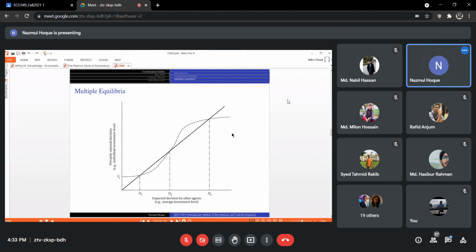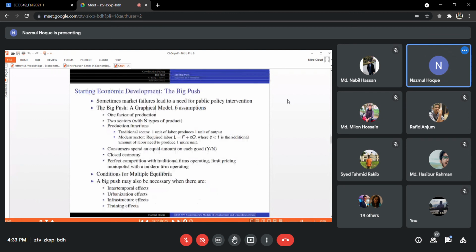Okay. Now, Paul Rosenstein... Yes, sir. Sir, can there be more than 3 equilibria? Go ahead. Can there be more than 3 equilibriums?